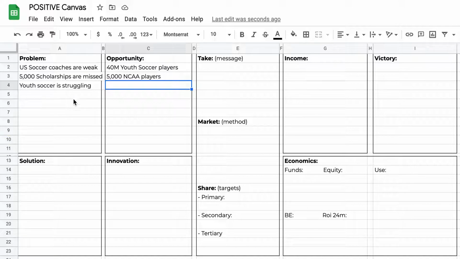The next one then, I like to work in a little bit of a Z pattern on this. So the next one is solution. So we drop down, what is our solution? We're going to pair EU coaches to youth. Okay, so we're going to get the best youth coaches all across Europe, whether it's for Sporting in Portugal or Benfica or Paris Saint-Germain or Chelsea.